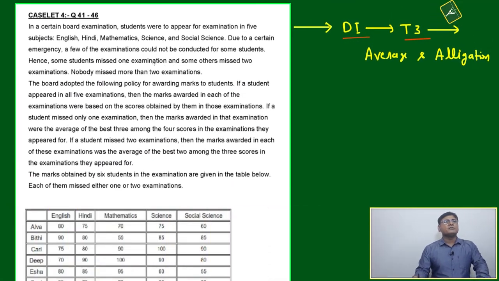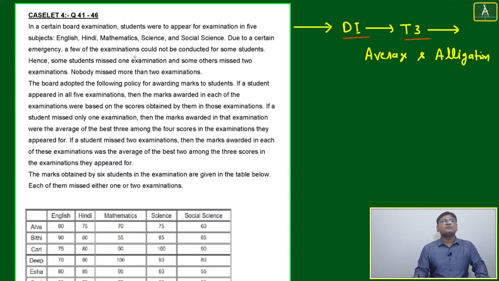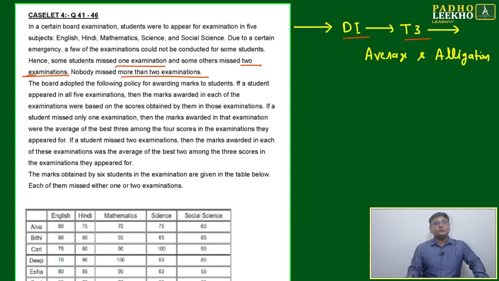In a certain board exam, students are to appear for 5 subjects: English, Hindi, Mathematics, Science and Social Science. Due to certain emergency, a few of the students could not appear for the exam. Some students missed 1 exam, and some others missed 2 examinations. Nobody missed more than 2.